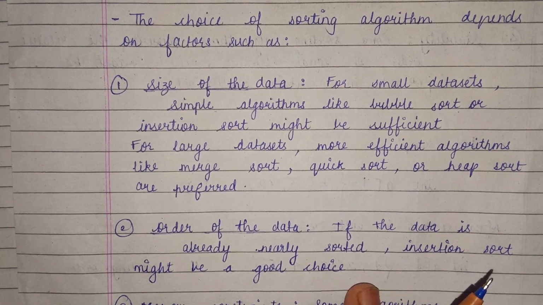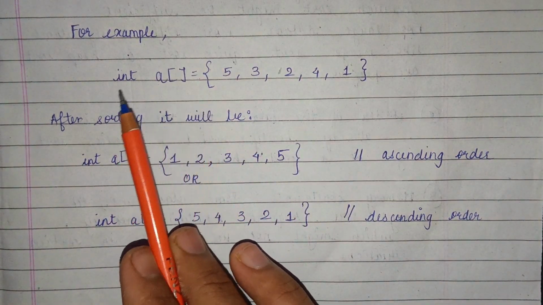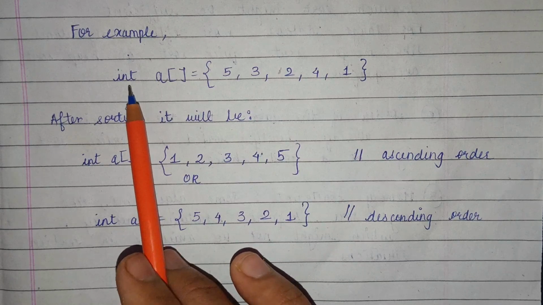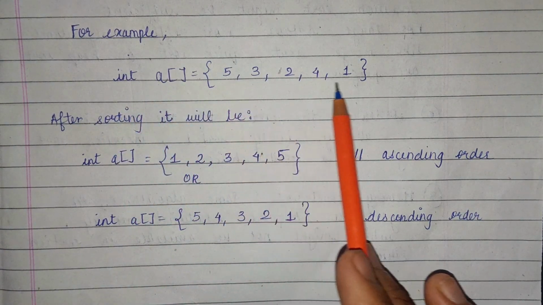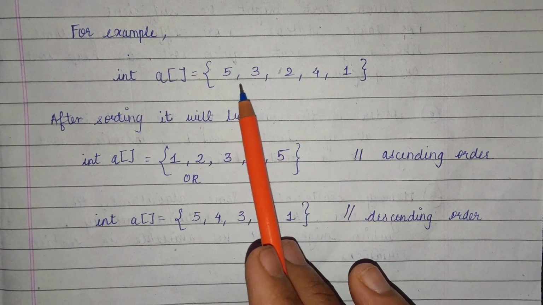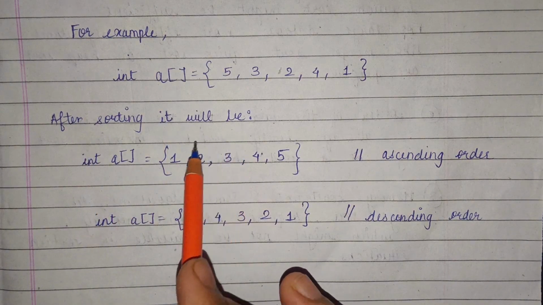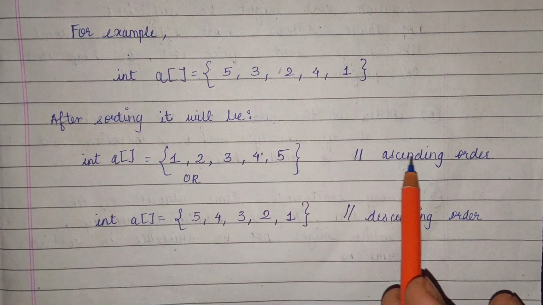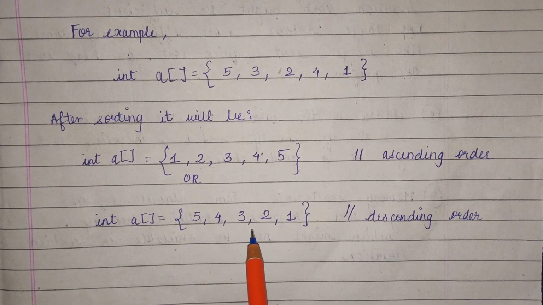Now I have taken an example. I have written an array here, and this is an unsorted array. After sorting, this array will be in ascending order, or it will be in descending order, so it will be like this or like this after sorting.